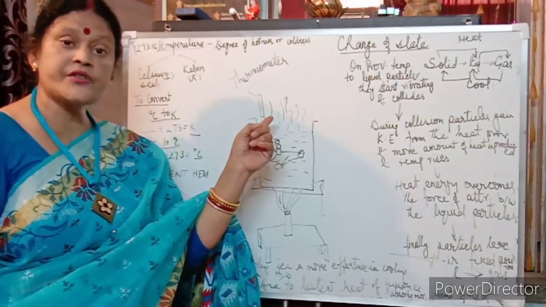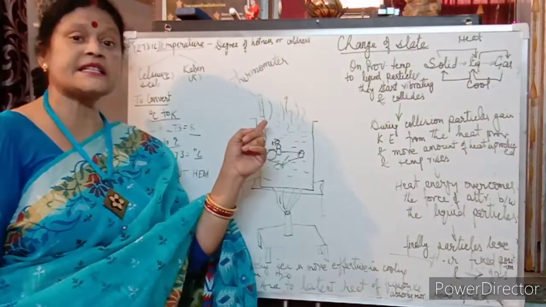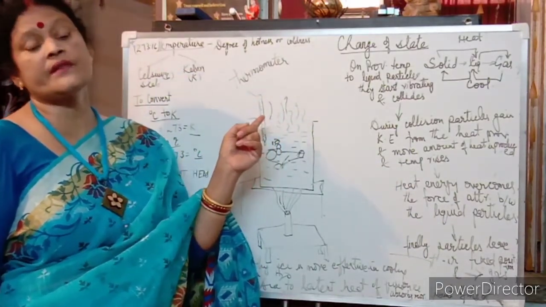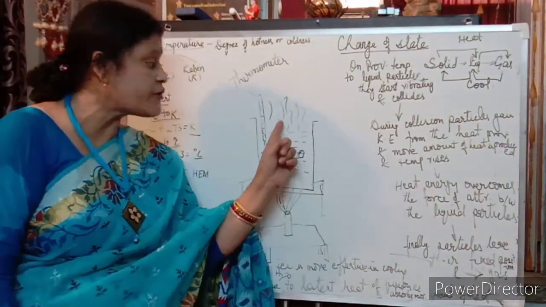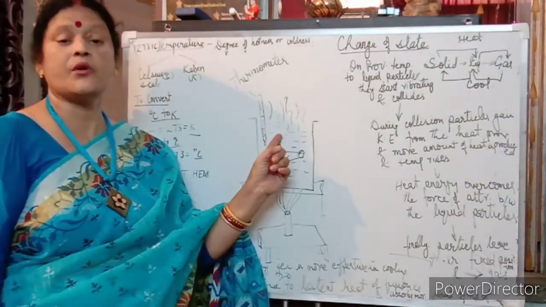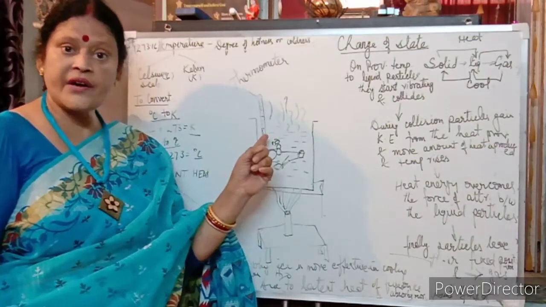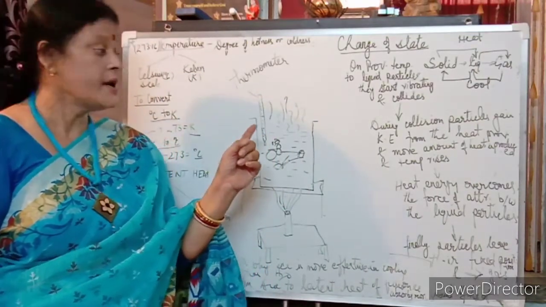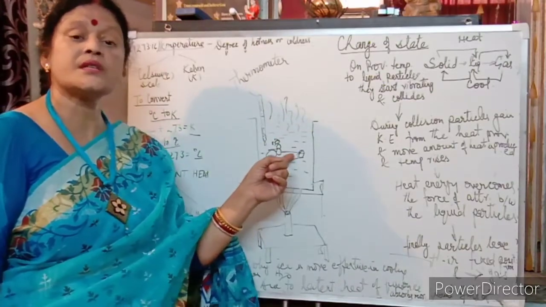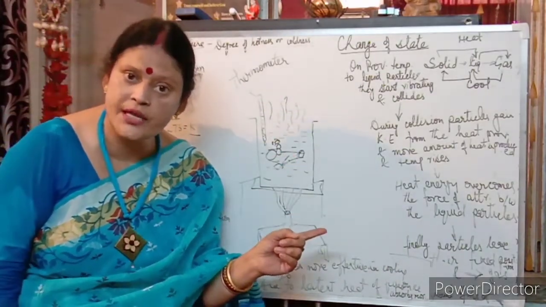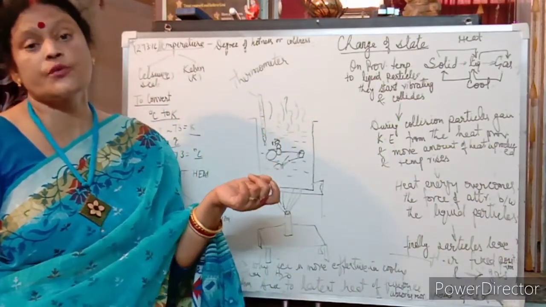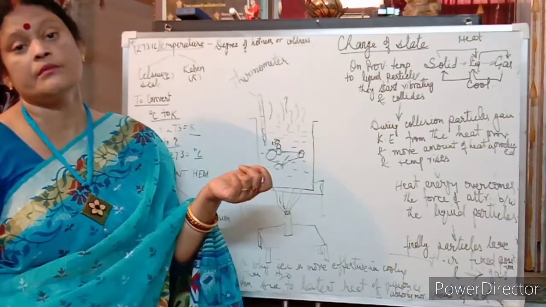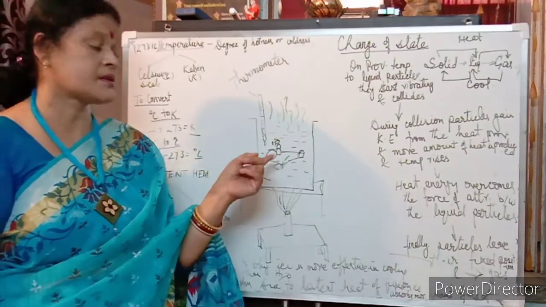The question is there in your NCERT. Why does steam show more severe burning than boiling water? Because steam gains more amount of heat energy than the boiling water. This is due to latent heat of vaporization. That is why steam causes more severe burns. Clear? So this is how.